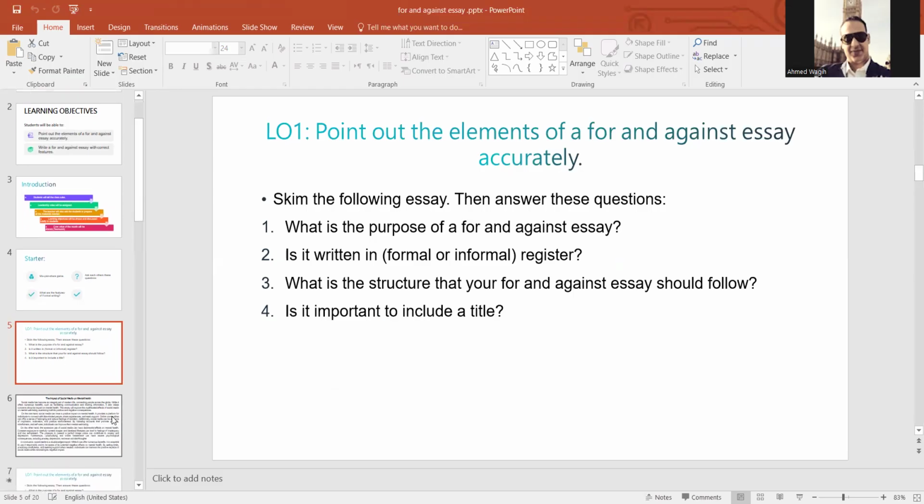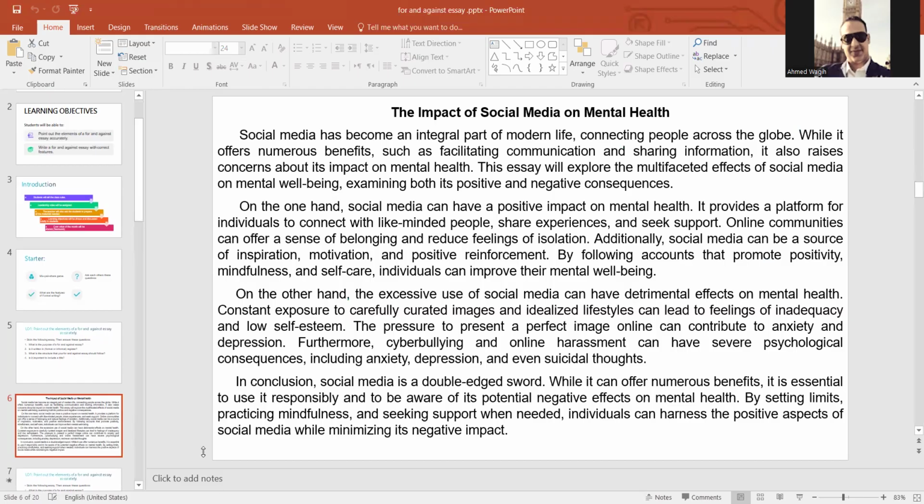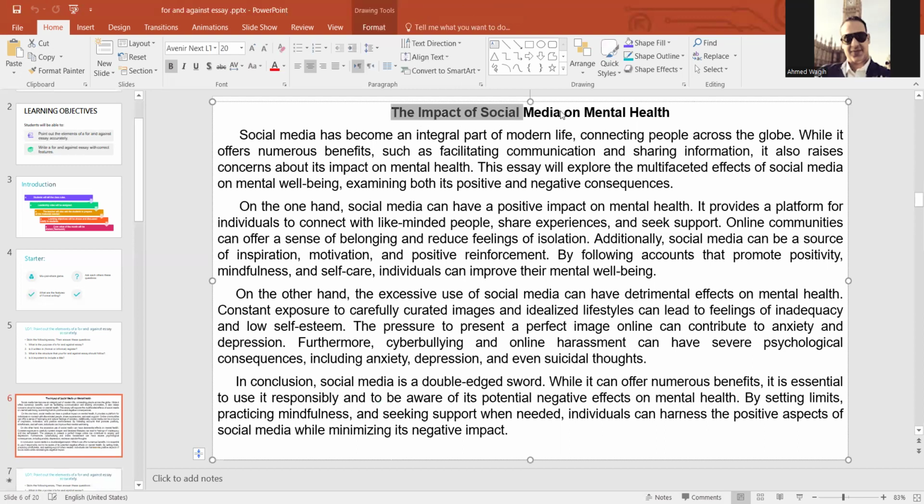We're going to have a look at this essay. This is an example of an essay. So how many paragraphs do we have here? It's a simple one, actually, not a long one, not the full version that we used to do, like 6 paragraphs. This one is only 4 paragraphs. So we have a title here, The Impact of Social Media on Mental Health. And we have 4 paragraphs. We have the introduction, 2 main body paragraphs, and a conclusion.